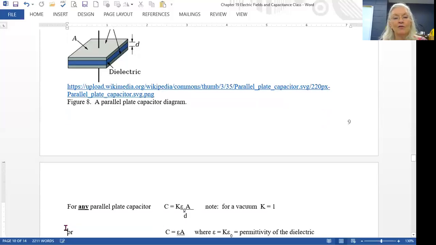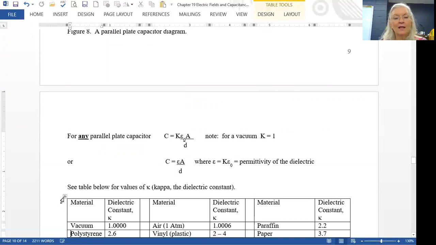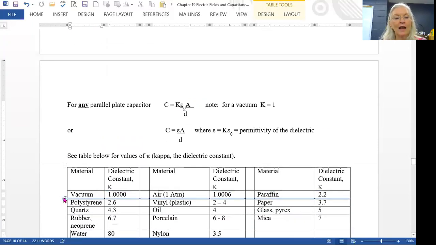For any parallel plate capacitor, we need to know the equation that capital C is equal to kappa epsilon naught A over D. You need to know this equation, C equals kappa epsilon naught A over D. You don't need to memorize the value for kappa. You can look it up in a chart. Kappa is the dielectric constant.